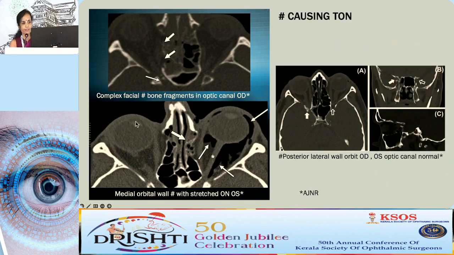So these are some radiographic pictures which I picked up from the American Journal of Neuroradiology. Beautifully, they're showing the complex facial fractures here, with a fracture in the bone segments in the optic canal of the right side. And in this picture, you can see there is a medial orbital wall fracture, and the optic nerve is stretched. Normally, the optic nerve is tortuous. See, this optic nerve is stretched, so that indicates there is trauma to the optic nerve. And in this picture, there is a fracture of the posterior orbital lateral wall, and you can see that the left canal is normal, but there is a widening of the canal here.